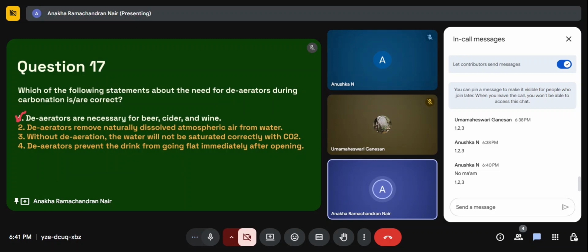After it is produced, if any de-aeration is done, it will remove the air inside it, which is not good for the taste of the wine, beer, or cider, right? Because cider and beer are sparkling drinks. You can have sparkling wine itself, right? So de-aerators will remove naturally dissolved atmospheric air from the water so that you can carbonate the drink, right?